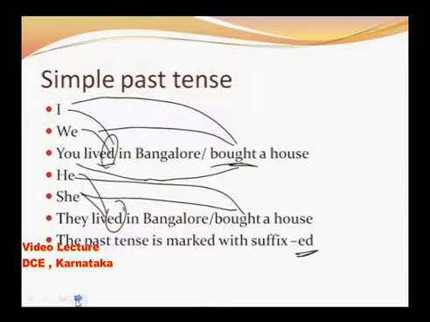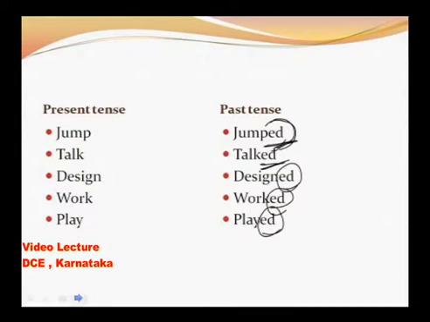Regular verbs are what? Lived. Irregular verbs are what? Bought. I lived in Bangalore. We lived in Bangalore. I bought a house. We bought a house. The past tense marker for regular verbs is what? An ed form. So we have to understand the difference between a regular verb and an irregular verb. Jump, jumped. Talk, talked. Design, designed. Work, worked. Play, played.